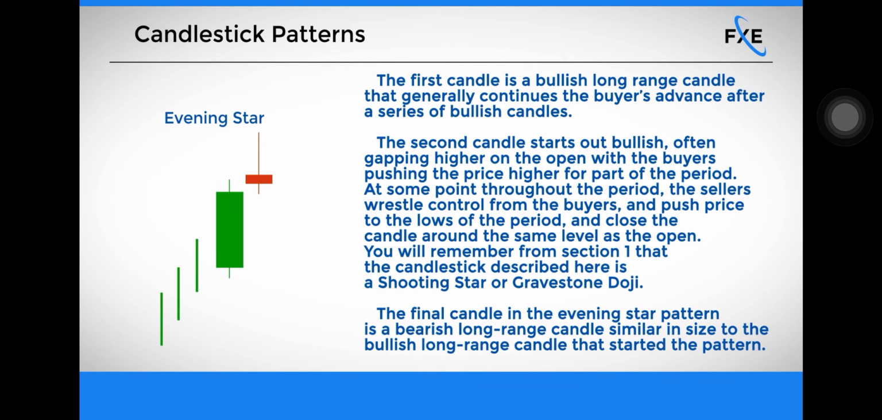The second candle starts out bullish, often gapping higher on the open, with the buyers pushing the price higher for part of that period. At some point throughout the period, the sellers wrestle control from the buyers and push price to the lows of the period and close the candle around the same level as the open.